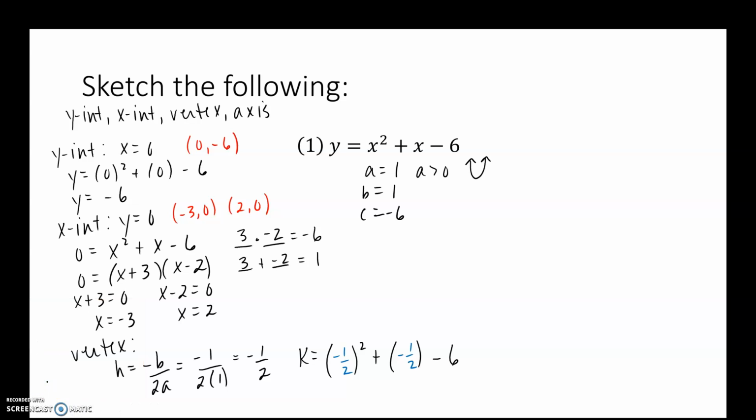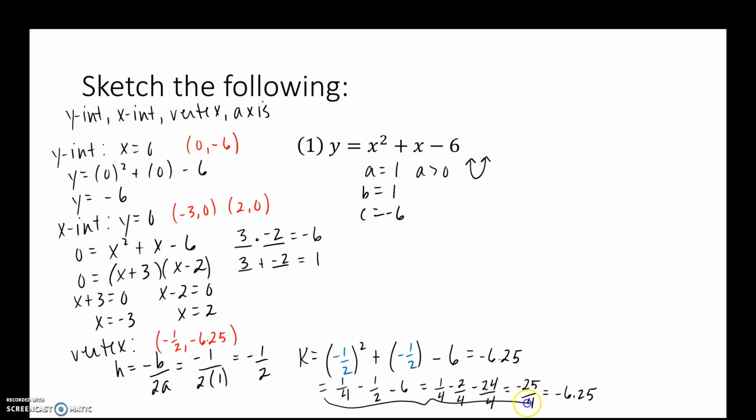Pause the video, take your calculator out, plug it in exactly as I have it written, and see if you get the same answer as me. Okay, so down here I had to write out all the math, but if you have your calculator, you should have gotten a y value of -6.25. If you didn't, go back and make sure you put this -1/2 in parentheses before you squared it.